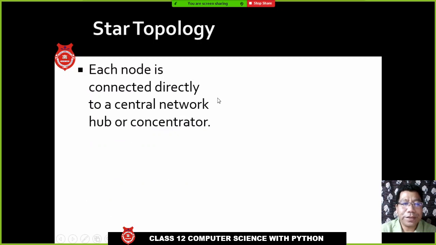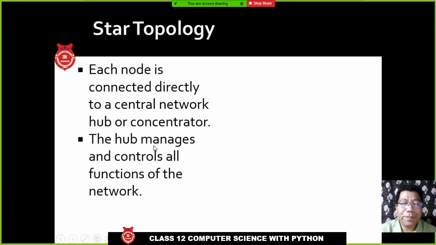In star topology, each node is connected directly to the central network hub or the concentrator. Nowadays, the hub is not used anymore. We usually use a switch or router or something like that. But the switch, hub, or router manages and controls all the functions of the network.